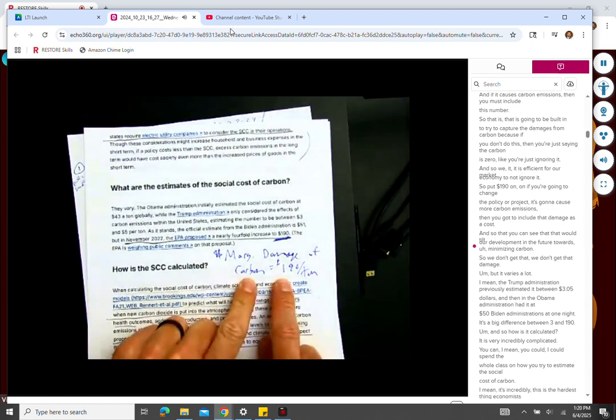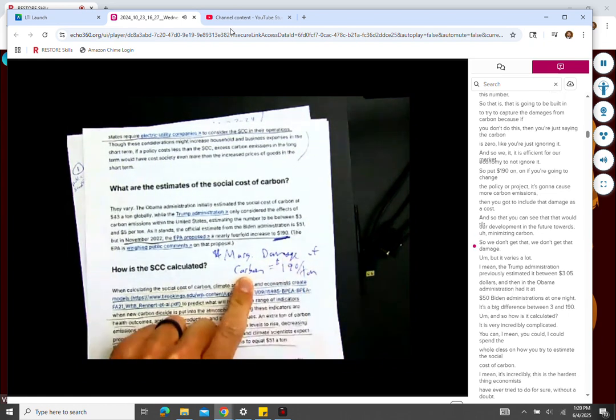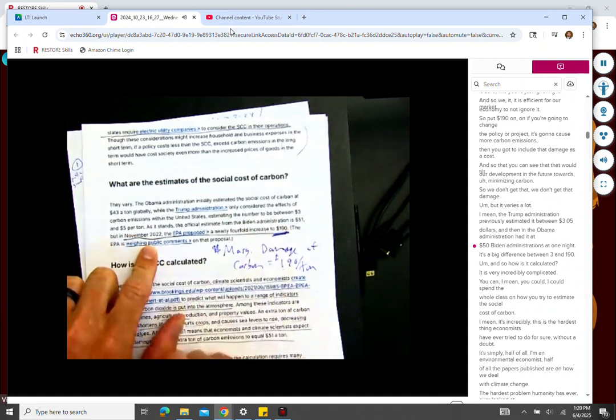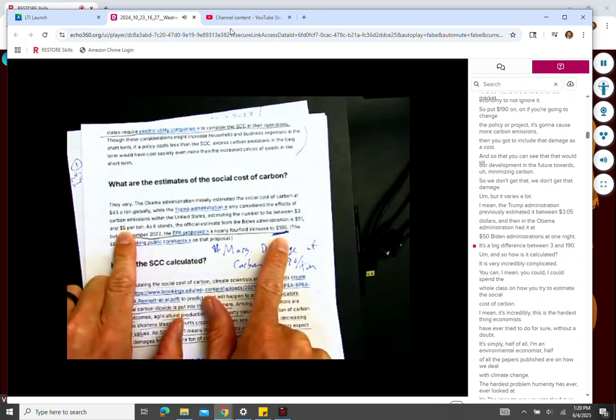And so you can see that would tilt our development in the future towards minimizing carbon, so we don't get that damage. But it varies a lot. I mean, the Trump administration previously estimated it between $3 and $5, and then the Obama administration had it at 50. The Biden administration is at 190. It's a big difference between 3 and 190.